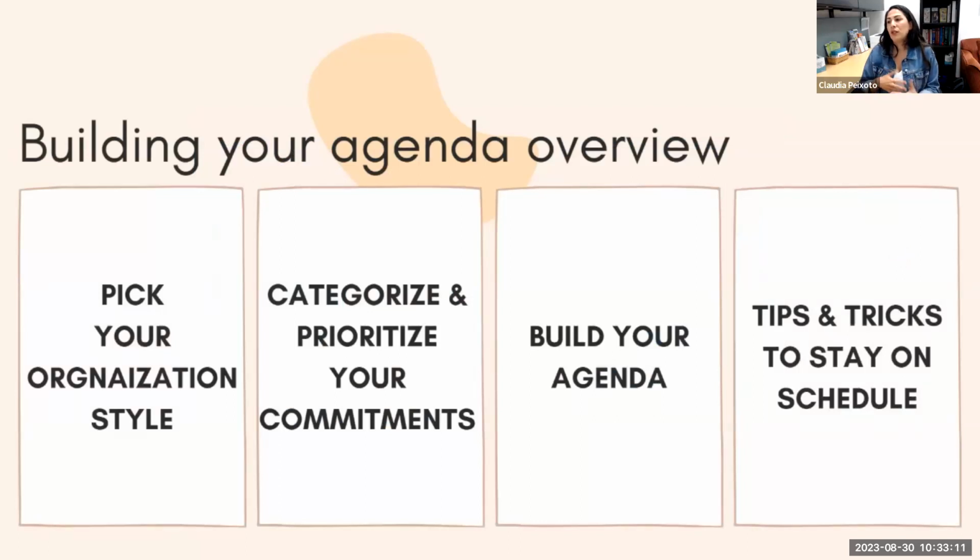So as the video mentioned, when you're building your agenda, you want to pick your organization style. You want to categorize and prioritize your commitments. Then when you build out your agenda, you would build out the things that you can't control very far in advance, or as far out as you can. And then the things you can control, you would fill in for what works for you.